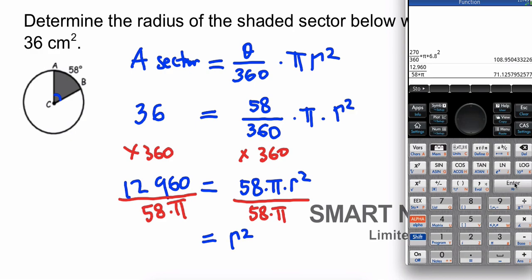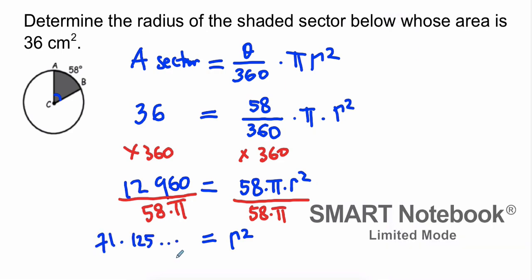And if you press enter, this is what you have: 71.125 and so on and so on. So it's very long decimal. We are going to keep everything there, and then we have to be careful. What you have now is actually r squared, not radius yet. This is the square of the radius. So to make sure that we have the radius, then we are going to square root both sides. So then in this case, you will have to square root this number, whatever it is, 71.125 and so on and so on. To be more exact, you should keep everything. So that will be r.